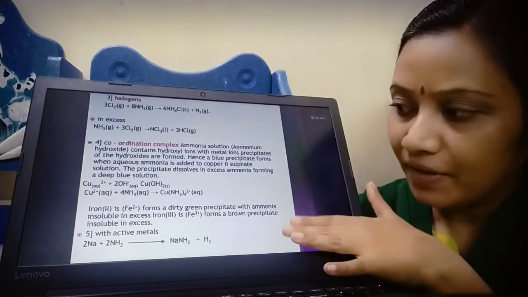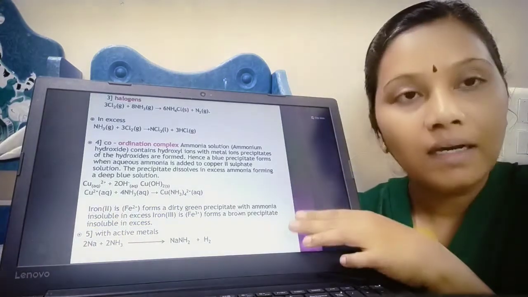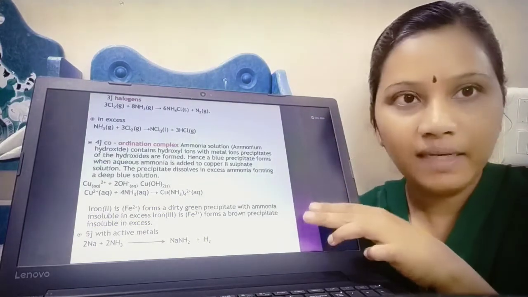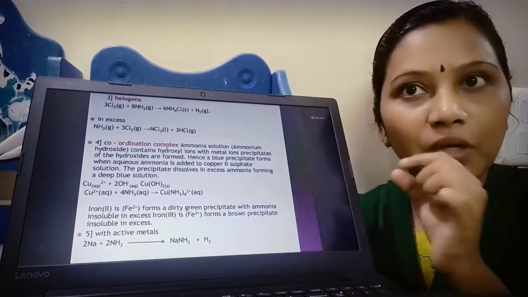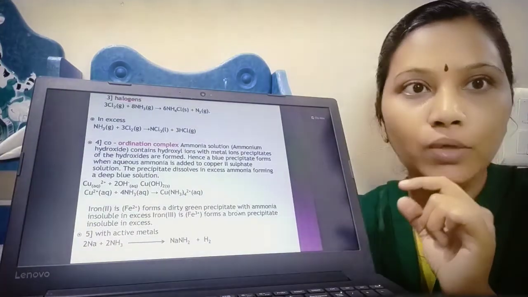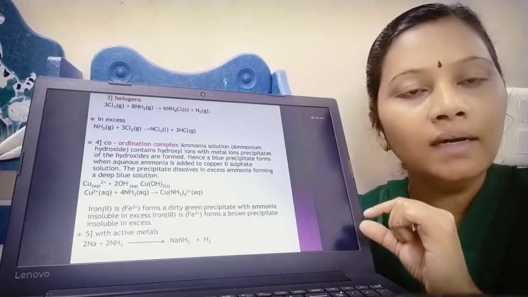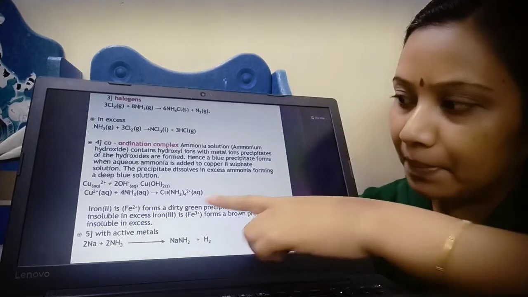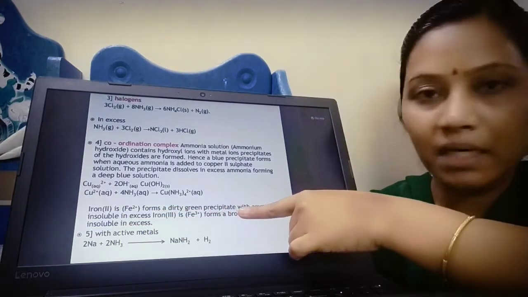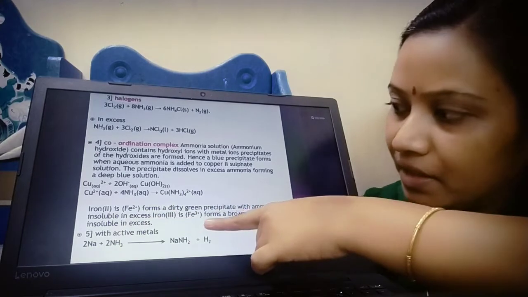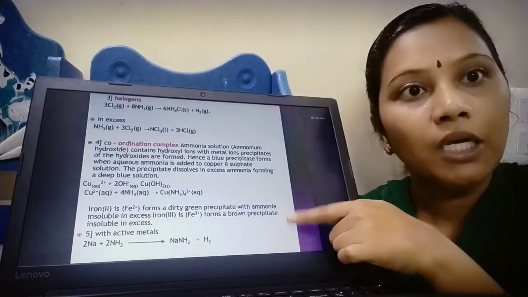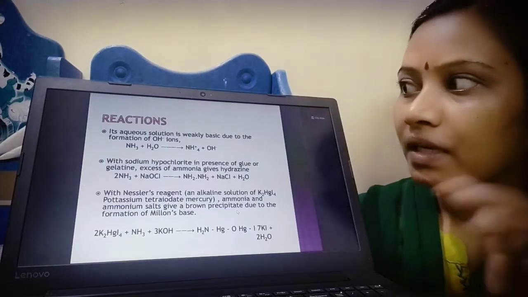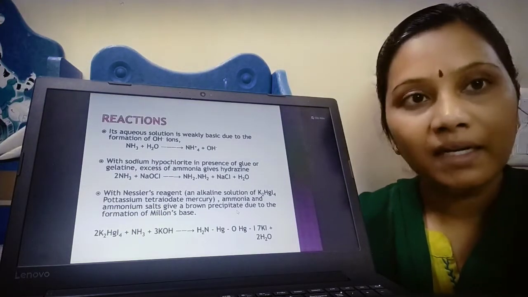This is the same way when I add ammonia to iron. Ammonia reacts with Fe2+ and Fe3+, forming precipitates. When it reacts with Fe2+, it forms a dirty green precipitate. If it reacts with Fe3+, then a brown precipitate is formed. Both of these are insoluble in excess of ammonia. Clear? So we have seen the chemical reactions of ammonia.